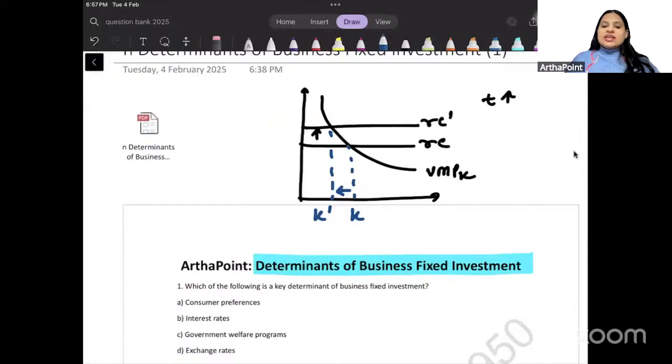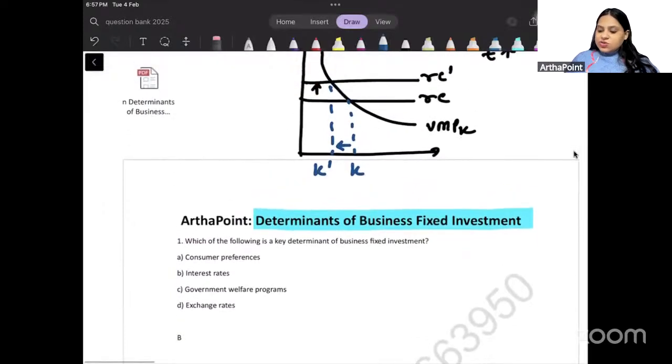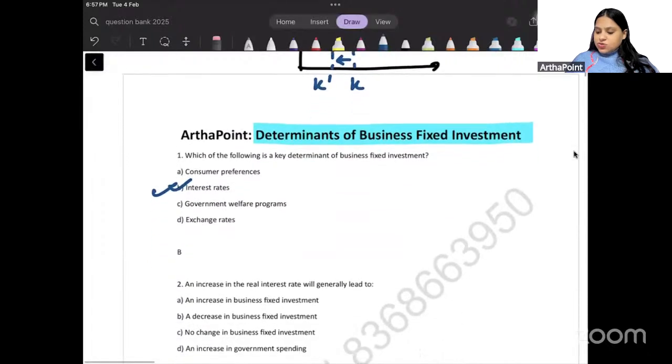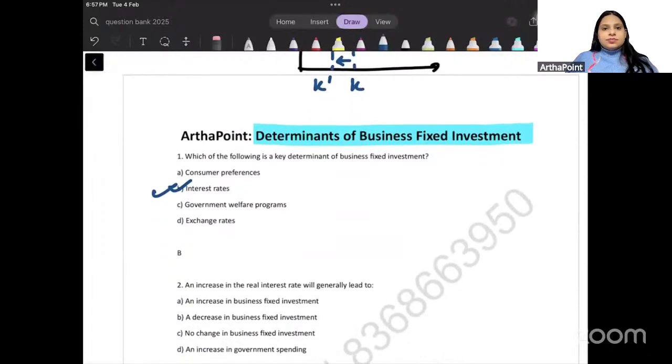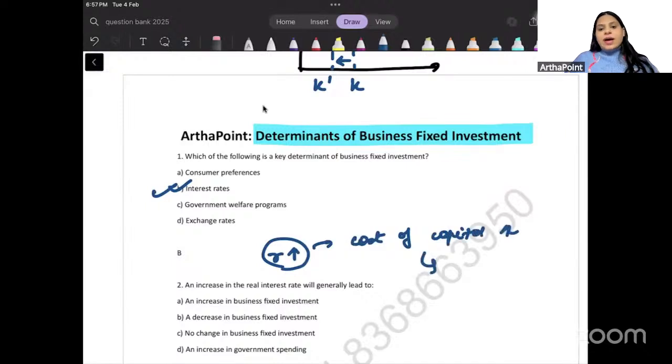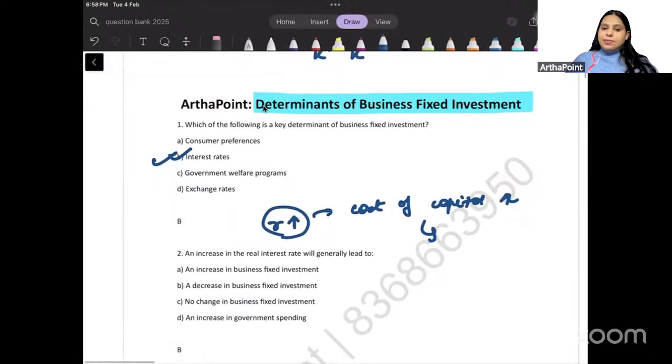So what is a key determinant of business fixed investment? It is going to be interest rate. ठीक है, next question. An increase in real interest rate will lead to... Correct. अगर real interest rate increase होगा, it means cost of capital will increase. So if cost of capital increases, you will have less capital. So it will lead to decrease in business fixed investment.